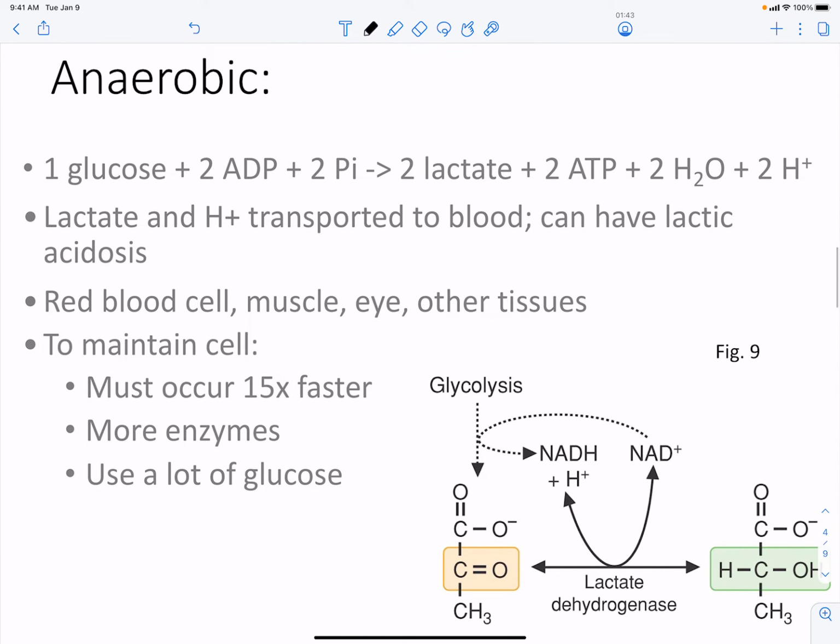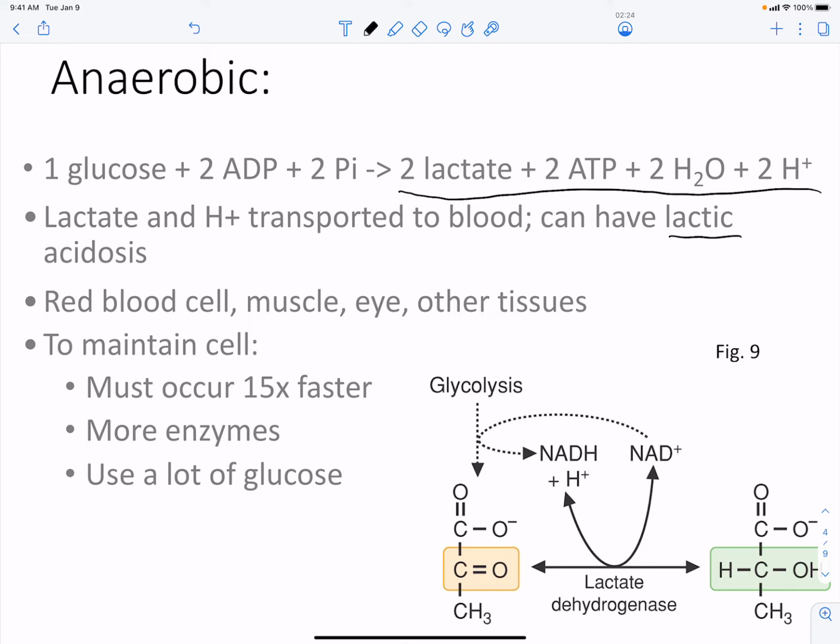So for anaerobics, you have one glucose molecule that comes in, and you have 2 inorganic phosphates and 2 ADPs, and it results in 2 lactates, 2 ATPs, and water. Lactate and hydrogens are going to be moved to the blood, and this can lead to an increase of lactic acid and lactic acidosis. Anaerobic glycolysis is used by the red blood cells solely, and it can also be used, of course, in muscle during contractions, the eye tissue, and other tissues, the medullary cells of your kidneys, for example.